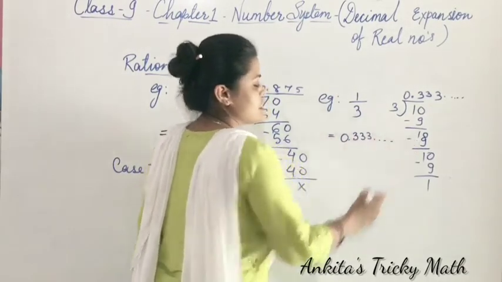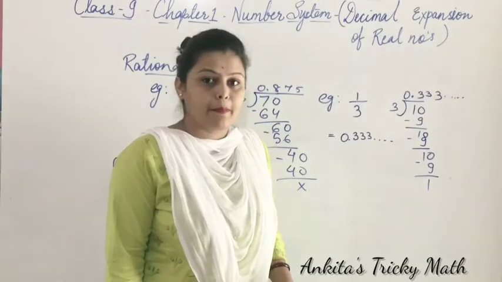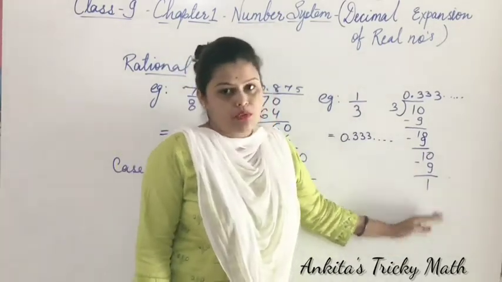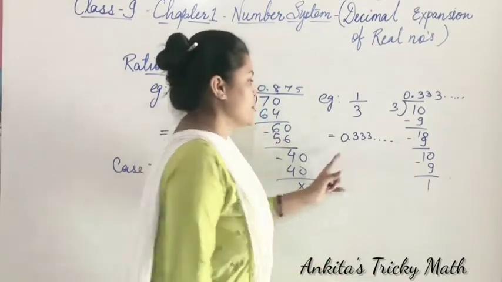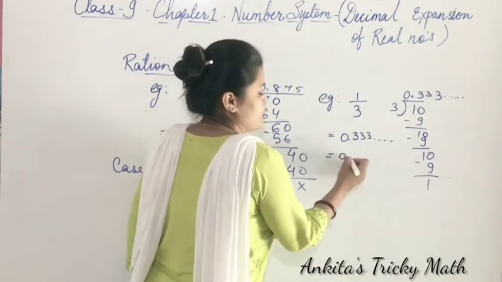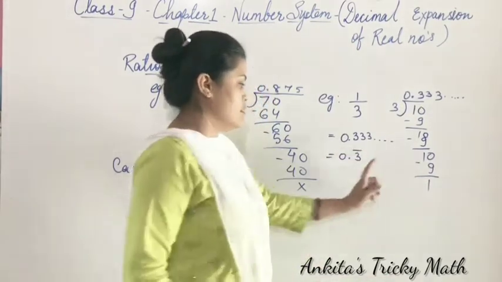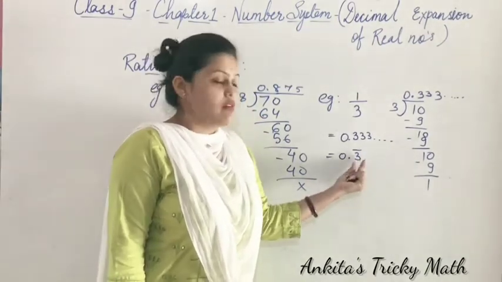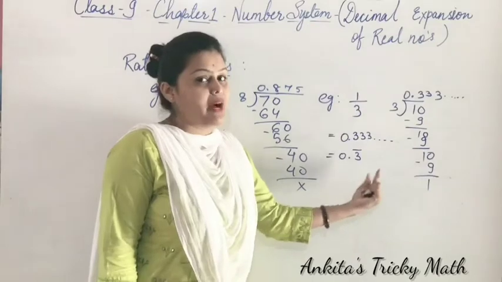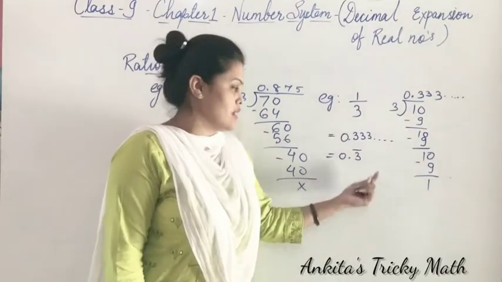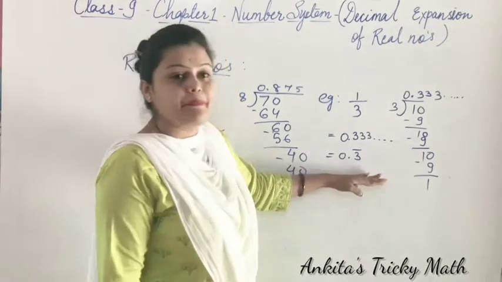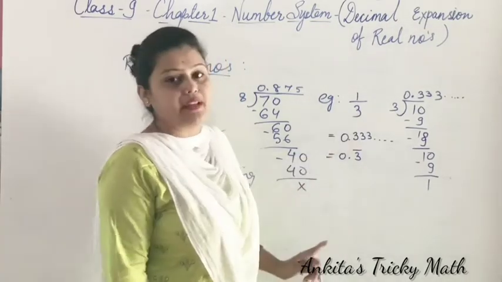So in this case, the answer will be 0.333 and so on. It will never end. It will repeat again and again. We will never get the remainder 0. We will get 1, 1, 1 again and again. So it can also be written as 0.3 bar. This is the sign of bar, which means the number which has the bar over it is repeating. The 3 is repeating again and again. Now this is the decimal expansion of 1 by 3.